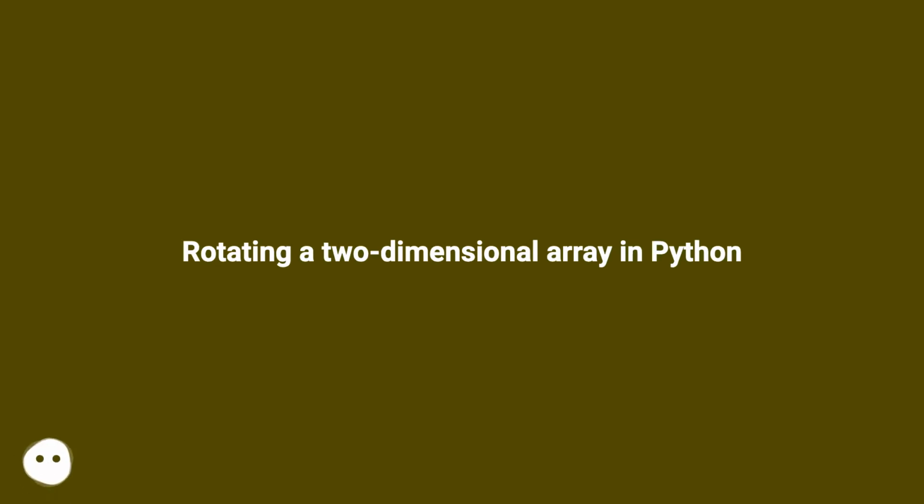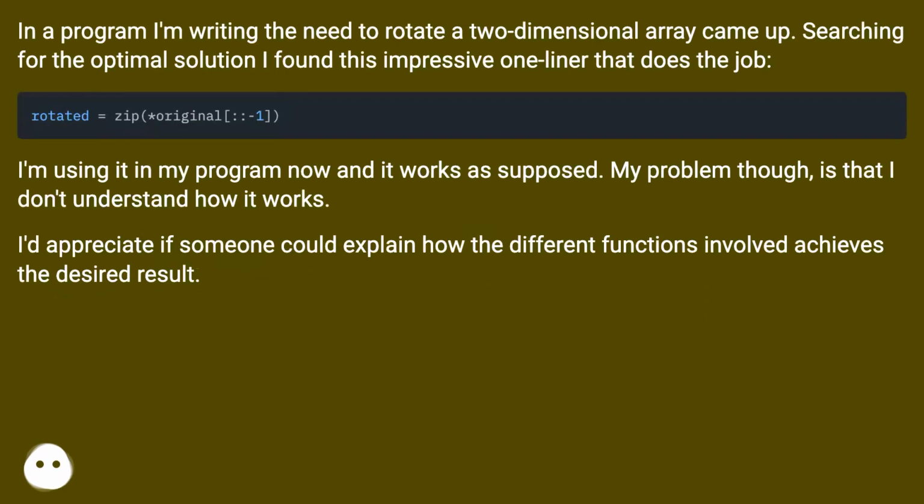Rotating a two-dimensional array in Python. In a program I'm writing, the need to rotate a two-dimensional array came up. Searching for the optimal solution, I found this impressive one-liner that does the job.